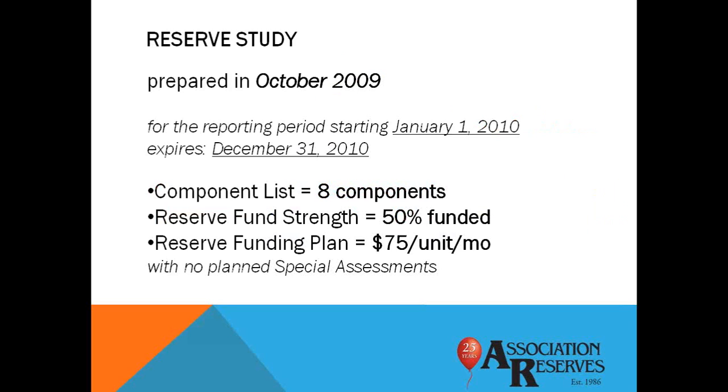Here's the reserve study results for a sample association-governed community. The study was prepared in the fall of 2009 in advance of the association's 2010 fiscal year. The report expired, therefore, on December 31st, 2010. There are 8 items on the component list, and the calculated strength of the reserve fund as of January 1st, 2010 was 50% funded. Those of you who've attended some of our prior webinars know that is pretty average. The reserve funding plan was $75 per unit per month with no planned special assessments.